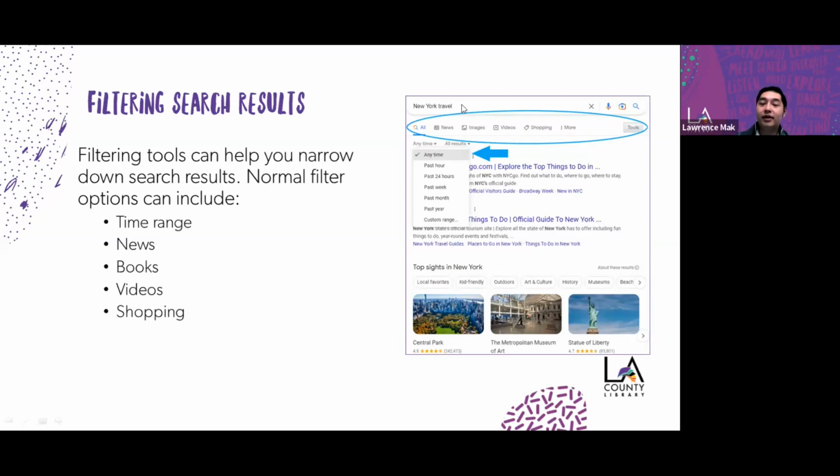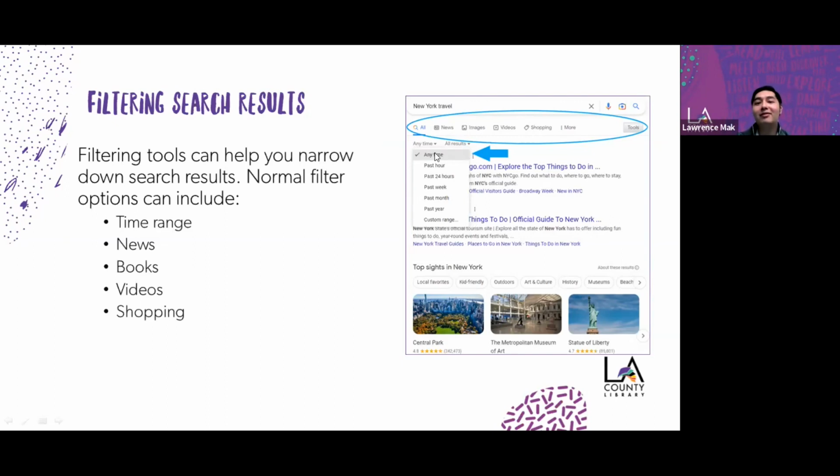So here's an example. So here I do a search for New York travel. All right. And so from here, you can limit it. Default is all, so it'll just show all the results, but you can limit it by the news, by the images of New York travel, or if you just want videos on New York travel, or maybe you're looking for tickets on New York travel, you can limit it to shopping. So there's a lot of different tabs you can click on to limit your search to the relevant category.